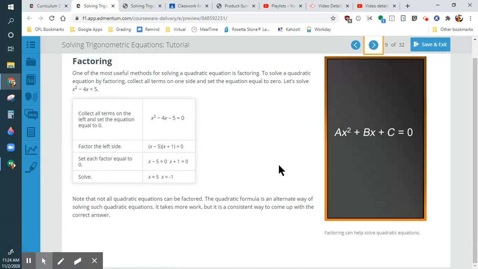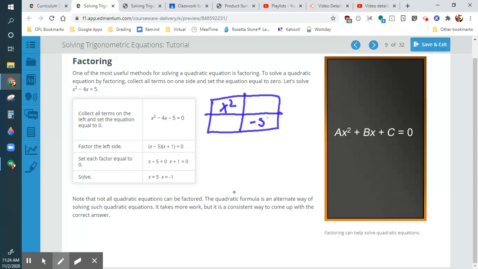So it looks like the first bit is literally just going over things that we should know. Factoring, I think if you guys have come to me for tutoring or anything, you guys know that my favorite way of factoring is the box method. So whenever we're doing this, we're going to want to put the x squared here, the -5 here, and this is kind of like our little goal. This is the goal. We want to make these two equal.